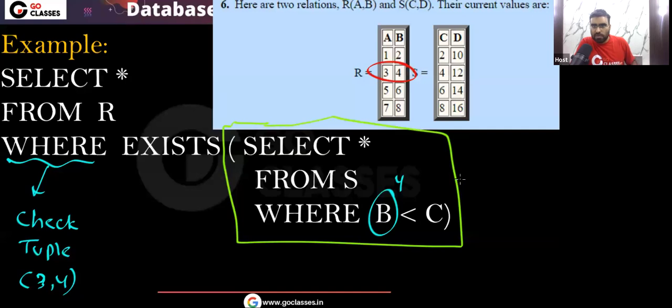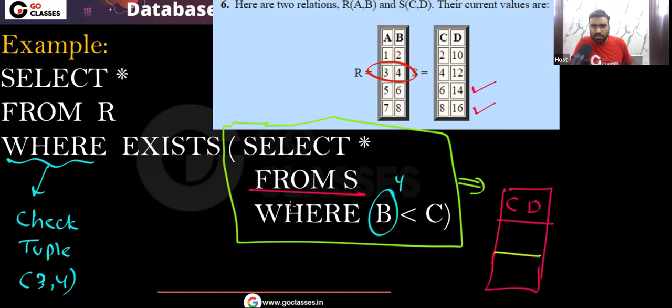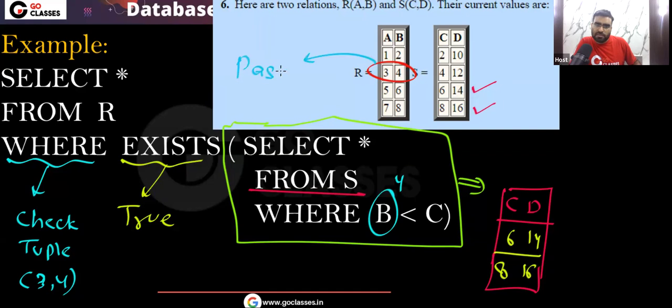What is the result? Remember, from this table S, where C value greater than 4. So these two tuples will pass. Select star. So the output will be CD. Output will be non-empty, right? Okay, so exist will be true. Yes or no? This exist will be true because output will be non-empty. Output is non-empty table. So this will also pass. This tuple is also passing.